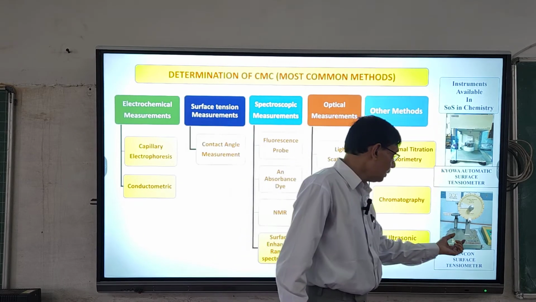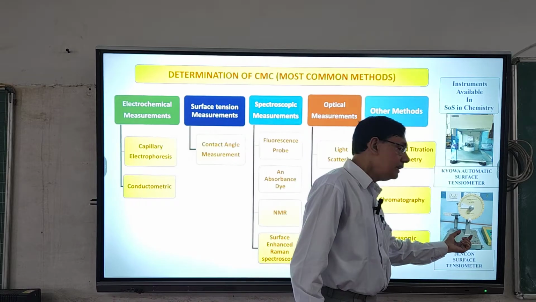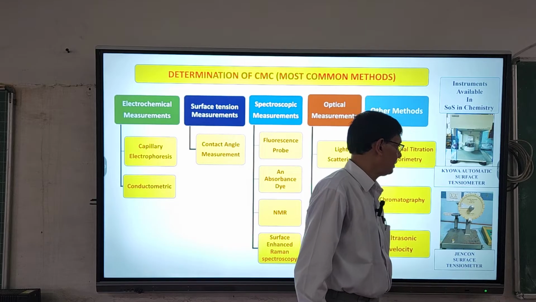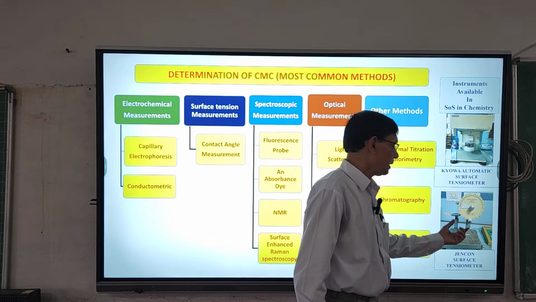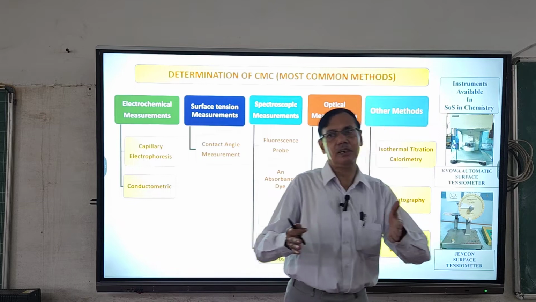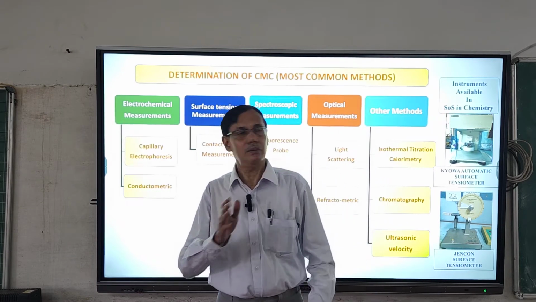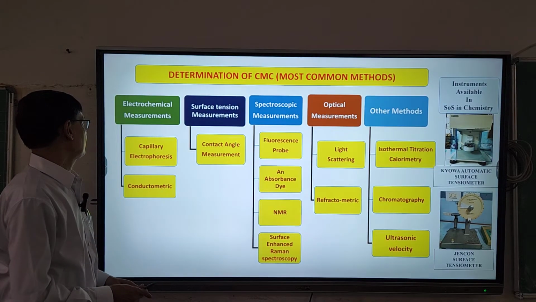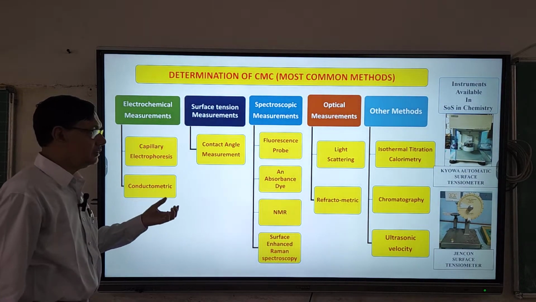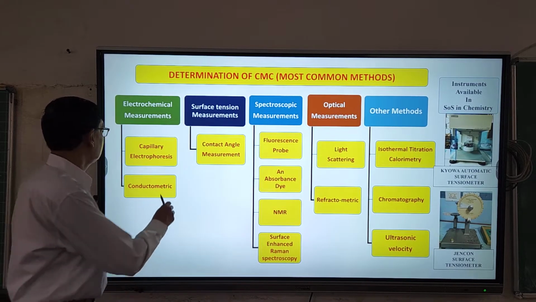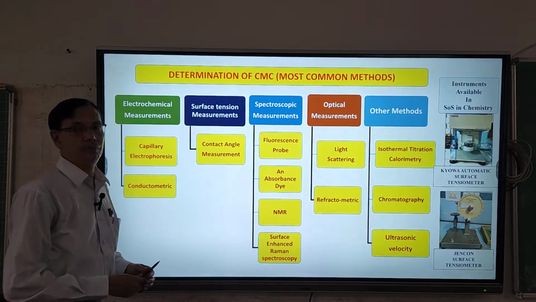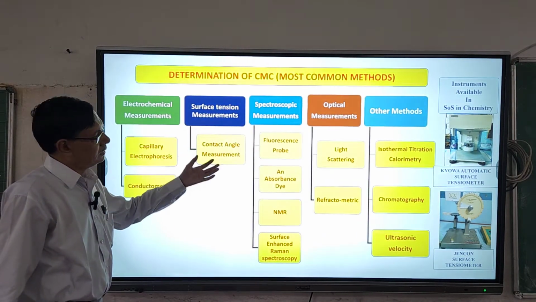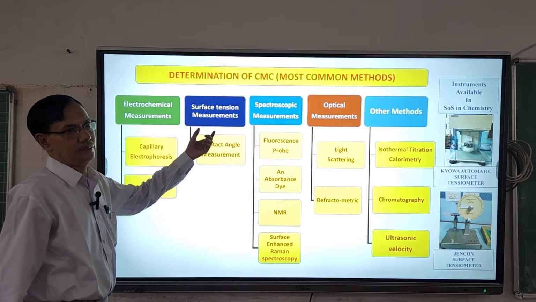And before that, we were also using this type of indigenous, India made, GenCon type of surface tensiometer, by which you can also determine it. And by a simple conductometer you can determine the CMC. So I have written the first method, which is very simple and common, the electrochemical measurement. Even we can use the potentiometer also, but I am just mentioning here the conductometric method, which is a very simple method.